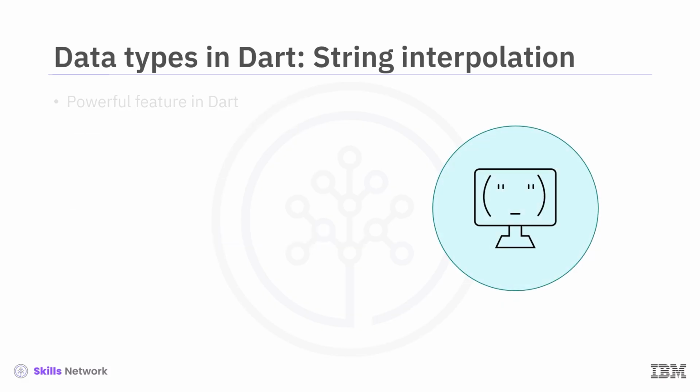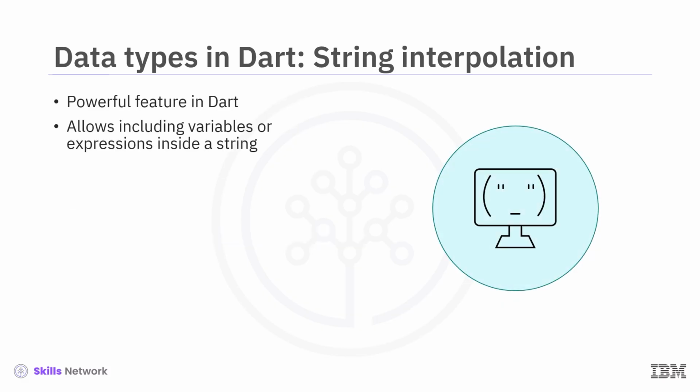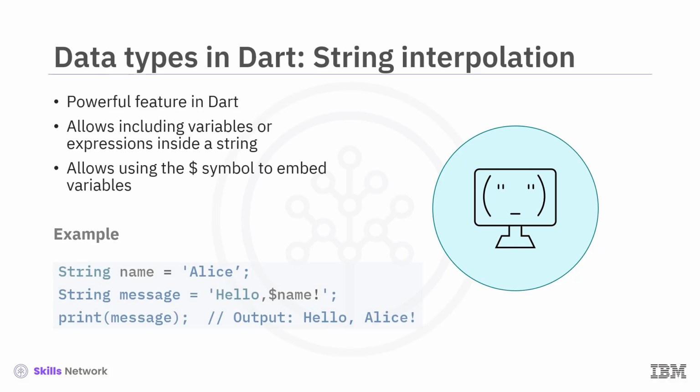String interpolation is a powerful feature in Dart that allows you to include variables or expressions inside a string. Instead of concatenating strings using the plus operator, you can use the $ sign symbol to embed variables directly within the string. You should see a code snippet. Note the variable name is prefixed with a $ sign symbol to include a variable in a string.